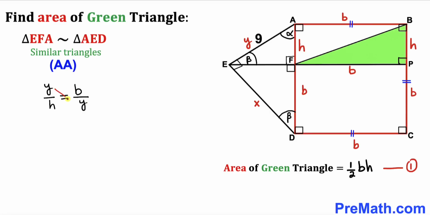And now let's go ahead and cross multiply. So we are going to get B times H equal to Y square. Y times Y is going to give us Y square. But we know our Y value is 9 units. So I'm going to replace this Y by 9. So our B times H value turns out to be 9 square, or simply B times H equals 81.